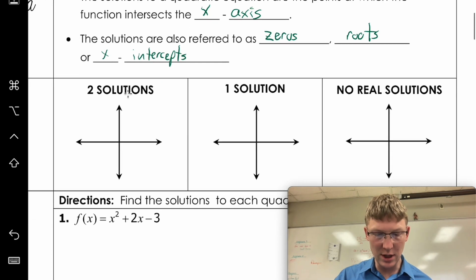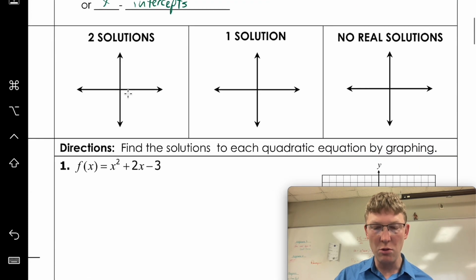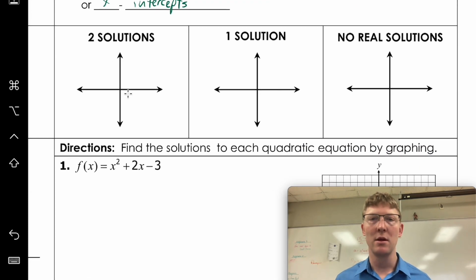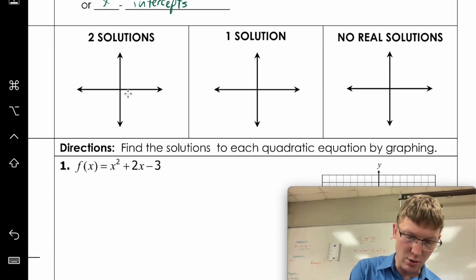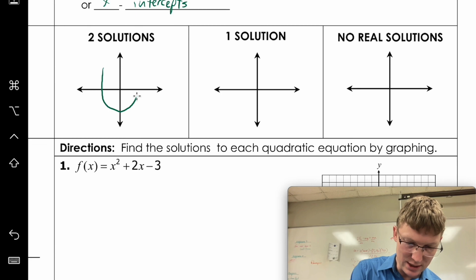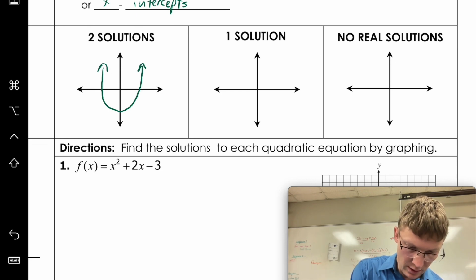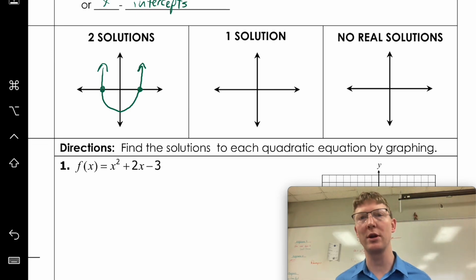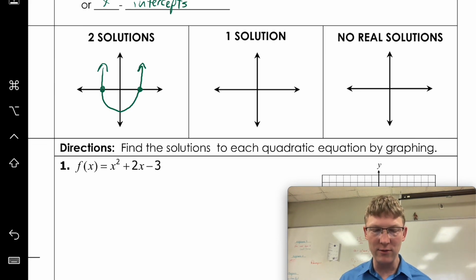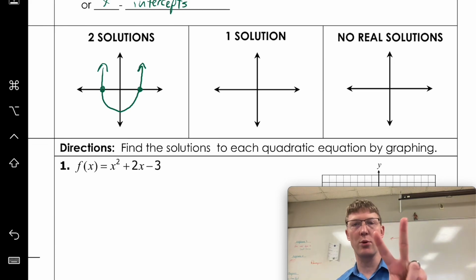So if we were to look at a picture, most of the time you're going to have two solutions, and that is because your graph is going to look something like this. So it crosses the x-axis at 2 points. So that's where you get the x squared. You usually can have a positive or negative. But again, it's just the graph crossing the x-axis at 2 points.